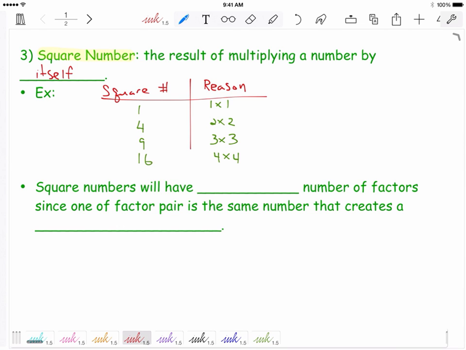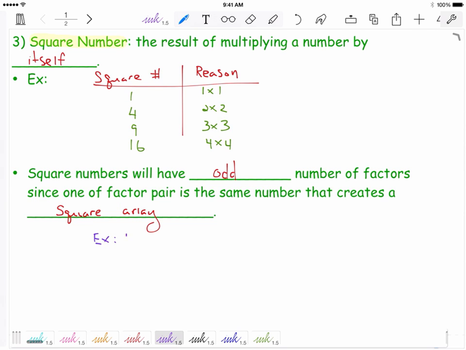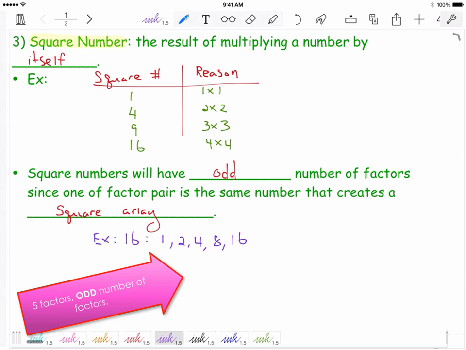Square numbers will have an odd number of factors since one of the factor pairs is the same number that creates a square array. For example, all the factors of 16 are 1, 2, 4, 8, and 16, which are only 5 factors. If you match the factor pairs together, you will notice that 4 does not seem to have a partner because its partner is itself, and it makes a square array.